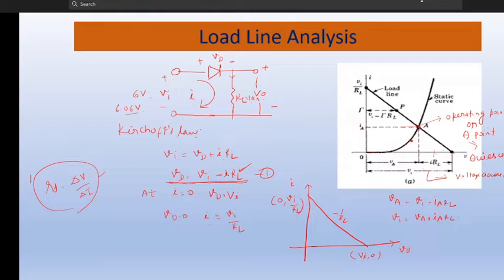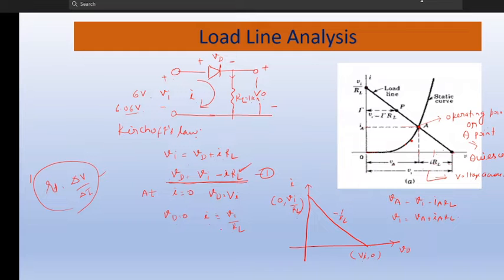Suppose I put I equal to 0 in this equation. When the current is 0, what will be the voltage across the diode? The entire input voltage appears across the diode. So Vd will be equal to Vi. And once I put Vd equal to 0, when the diode voltage is 0, I will be equal to Vi upon RL.